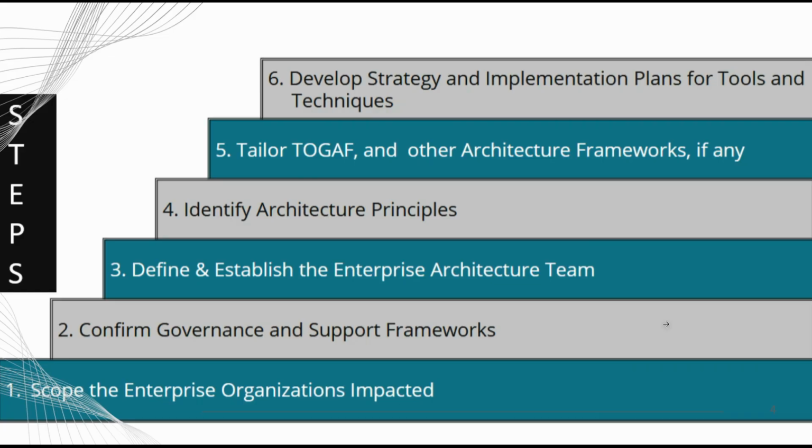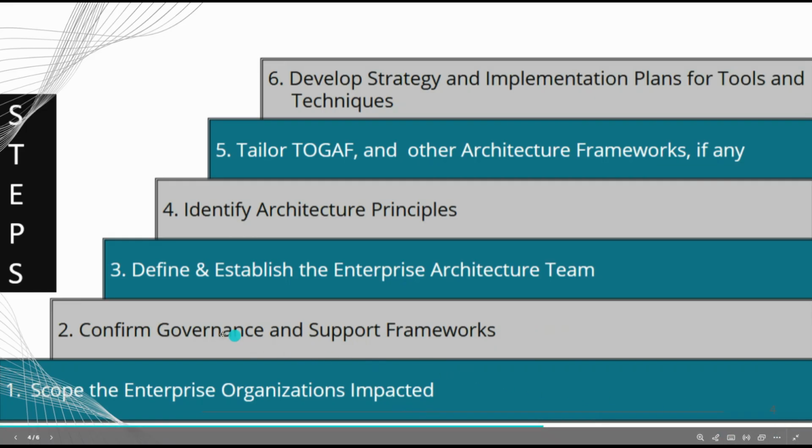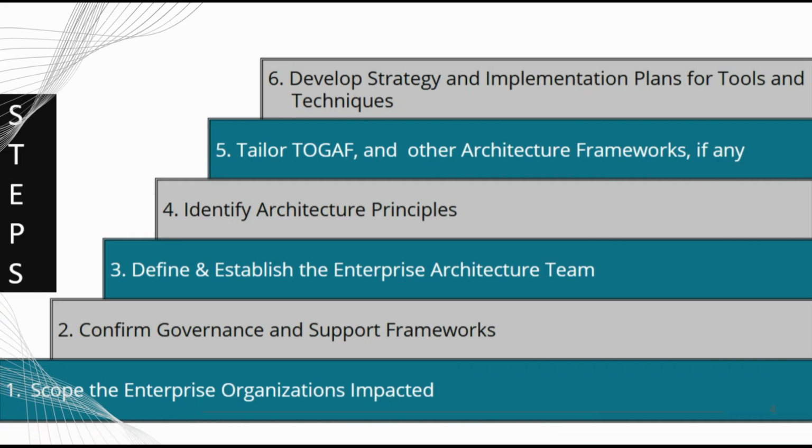Second step, confirm governance and support frameworks. This step ensures that EA work is supported by decision-making authorities, ownership roles, policies, standards, funding and escalation mechanisms. So by supporting the authorities and decision-making, it will provide value, and also it will give you the mechanisms to fund it and escalate it when it is required.